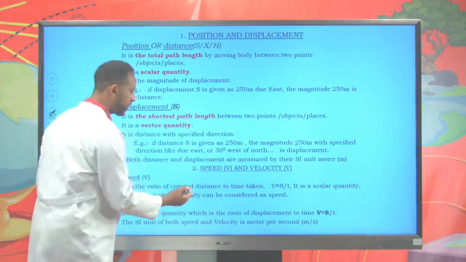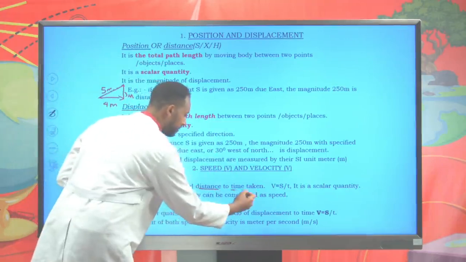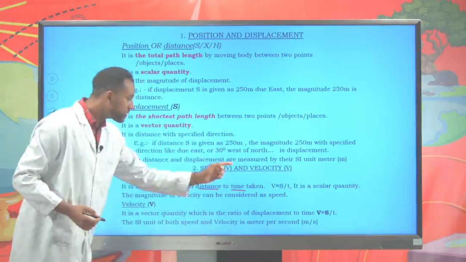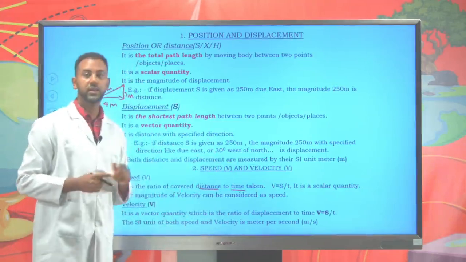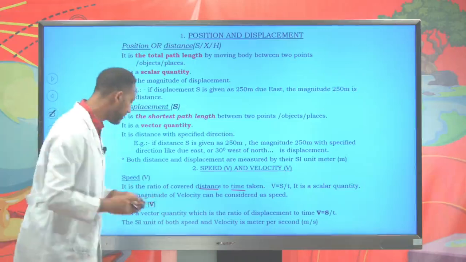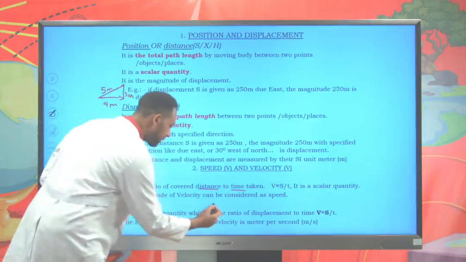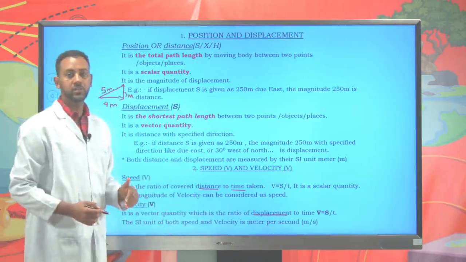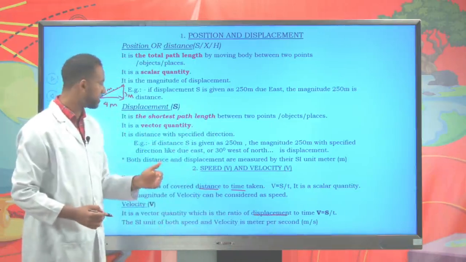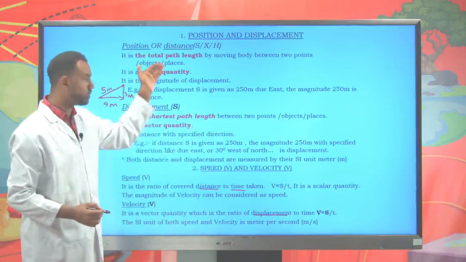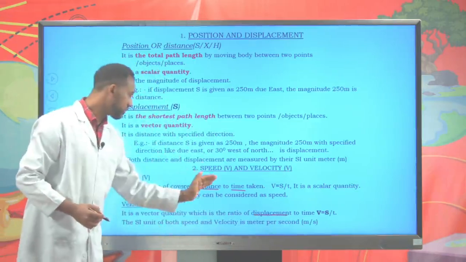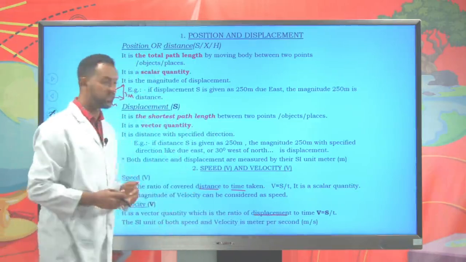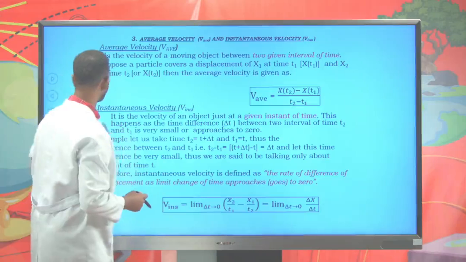Speed is a ratio of distance covered per unit time t, whereas velocity is the ratio of displacement per unit time t. Both are measured using meter per second. Here, distance and displacement are both measured using meter. For speed and velocity, both are measured using meter per second.